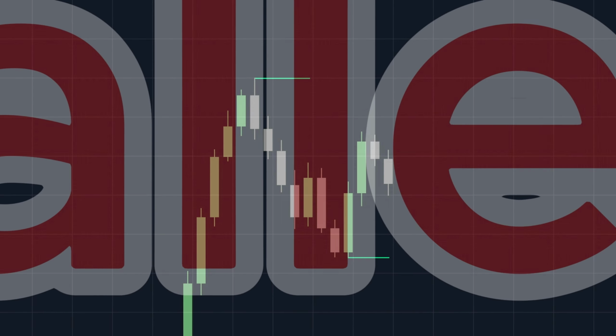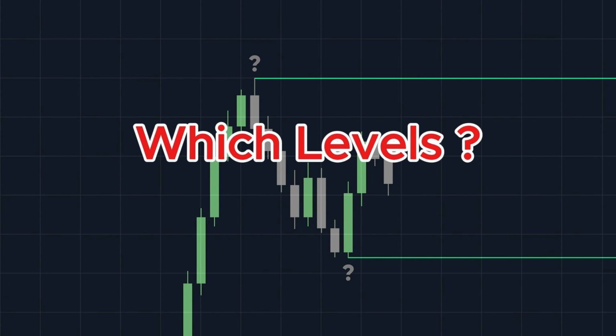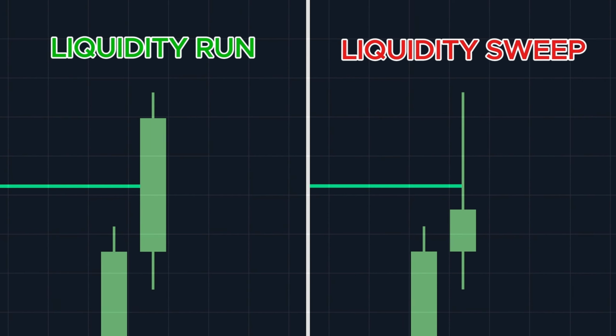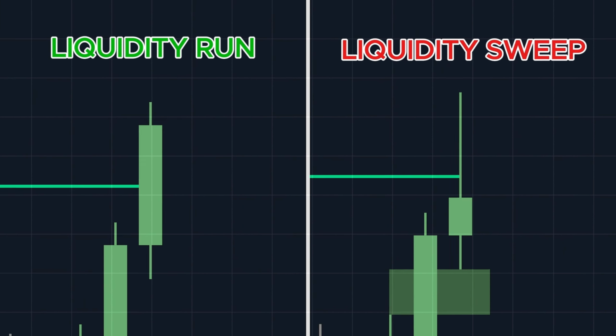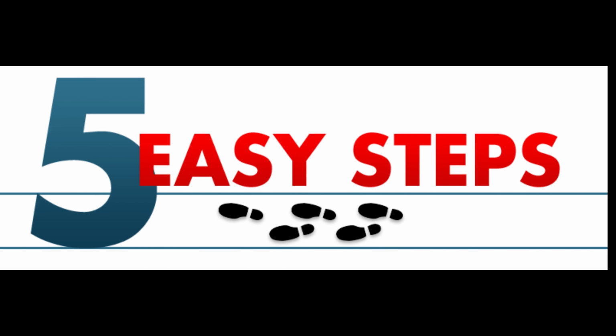There are two challenges that traders typically face with liquidity. The first is knowing which level is actually being targeted, and the second is knowing whether the price is going to make a continuation or a reversal, which involves an understanding of advanced market structure, which most traders lack. So in this video, we've broken down everything you need to know about trading liquidity into 5 simple steps.